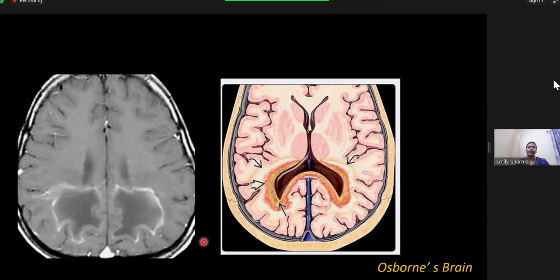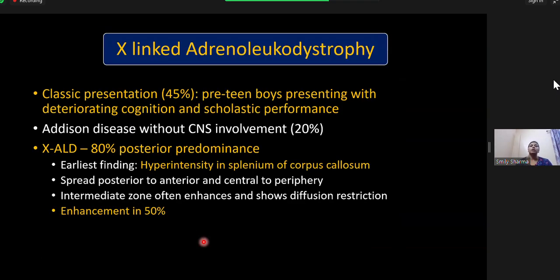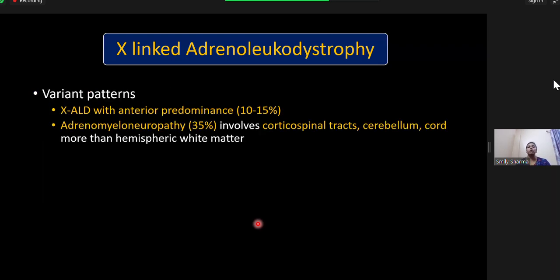So whenever radiology residents get this as a spotter, this question can be commonly asked: the zones on post-contrast sequence. The classical presentation is seen in preteen boys presenting with deteriorating cognition and scholastic performance. There can be associated Addison's disease, and 80% of these cases have posterior predominance. The first sign can be the presence of hyperintensity in the corpus callosum, which spreads from posterior to anterior and central to periphery. We have already discussed that the intermediate zone often enhances and can also show diffusion restriction.